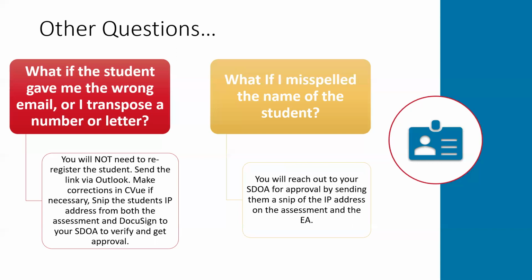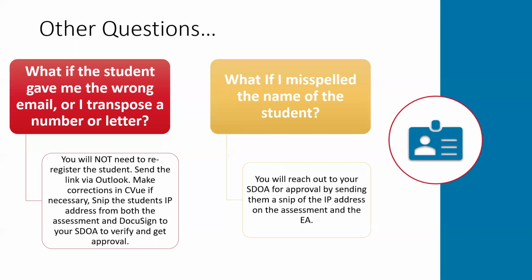Well, you do not need to re-register the student. We'll continue. So we'll just do what we just did. We will send them the link to that particular registration. However, in order to get it approved, we will need to send a snip of the IP address from both that assessment and from the EA in DocuSign. You send that to your senior director to get that verified and approved.